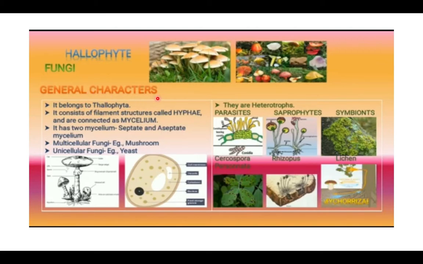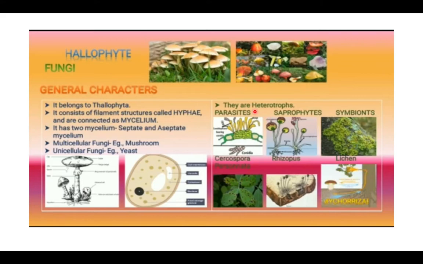General characteristics of the fungi. This belongs to Thallophyta. It consists of filament structures called hyphae, which are connected as mycelium. Already I told you, a single filament is a hypha, and many are connected together to form mycelium. It has two types of mycelium, septate and aseptate. Multicellular fungi example: mushroom. Unicellular fungi example: yeast. This is a mushroom picture, this is a yeast picture.